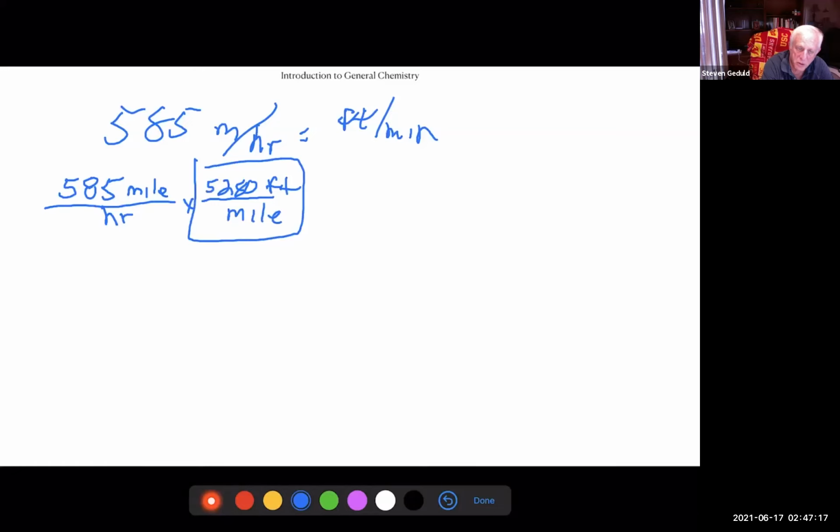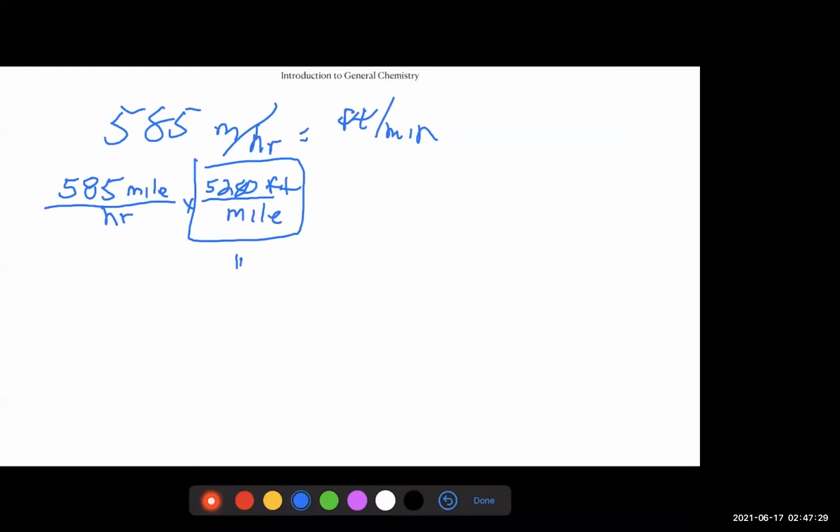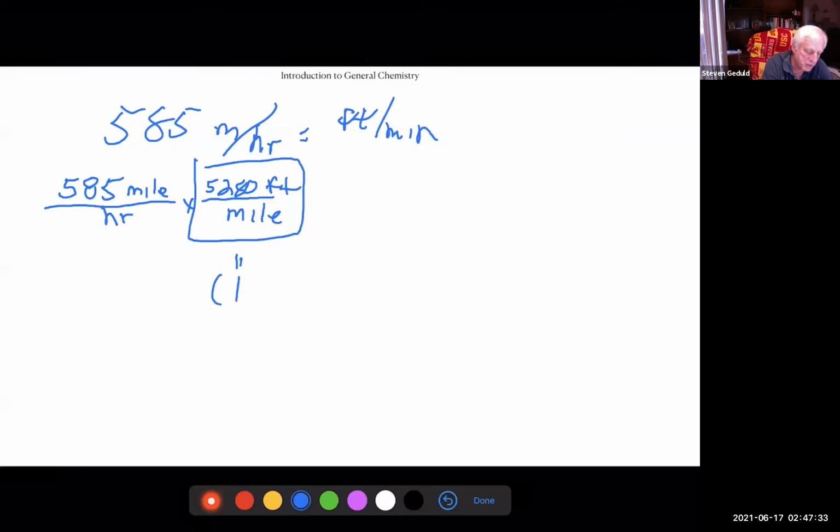Okay, so you know the 5,280 goes on the top and not the bottom, because there's not 5,280 miles in a foot. There's 5,280 feet in a mile. Make sure your values always equal 1. So now we're in feet.